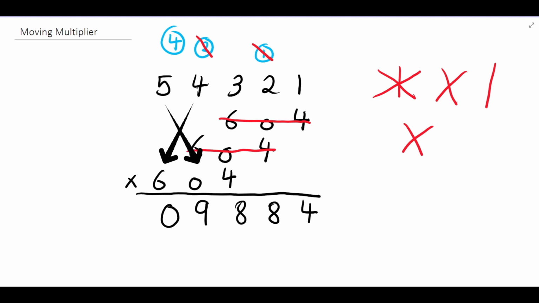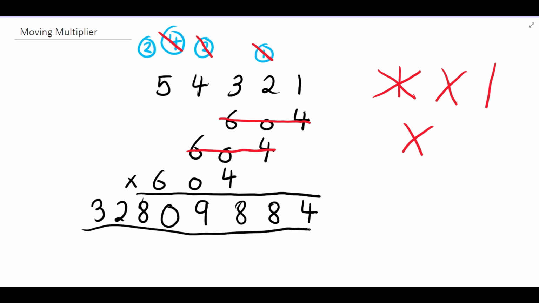5 times 0 plus 6 times 4 plus 4. So 24 plus 0 plus 4, that gives us 28. 8. We cancel out the previous carry and 2 is our present carry. 5 into 6 is 30 plus a 2 would give us our final answer, which would be 32,809,884.